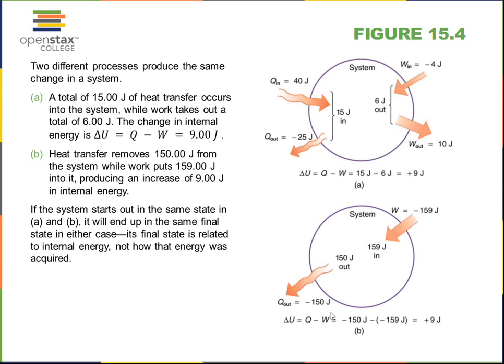Now Q minus W, Q is a negative 150. Again, this minus sign is present in the formula, so we keep it here. W itself is a negative number. Work was being done on the system.